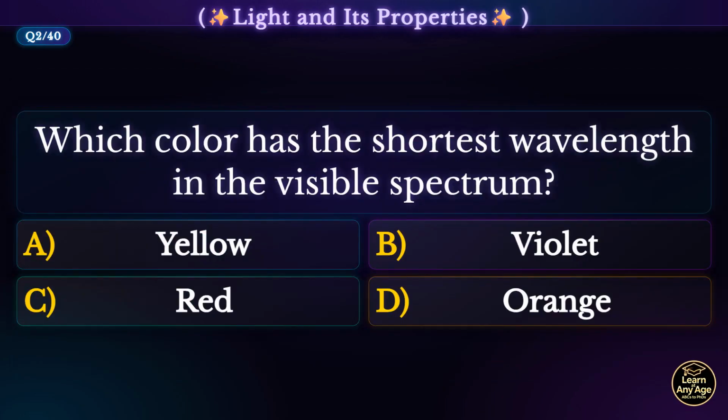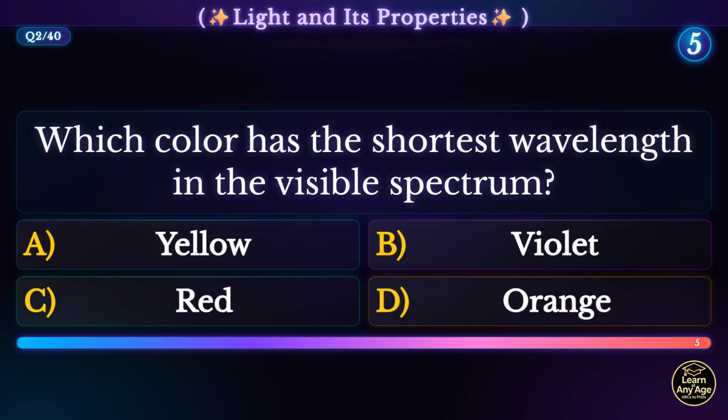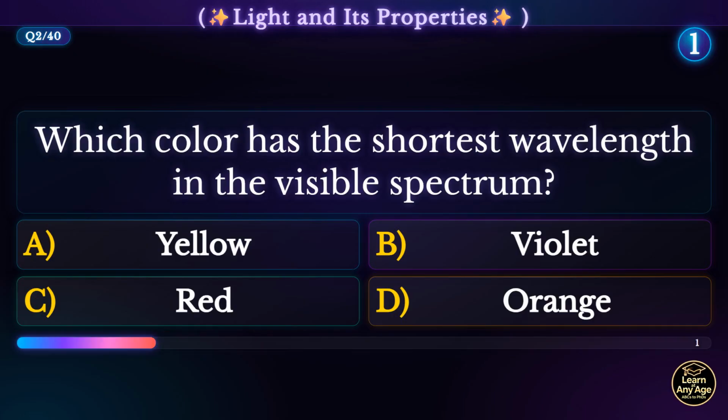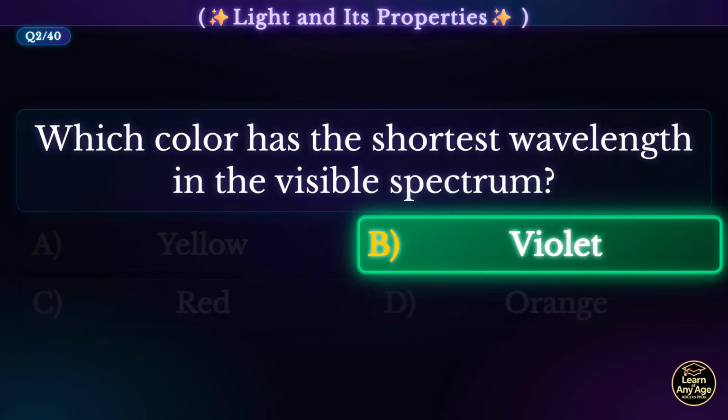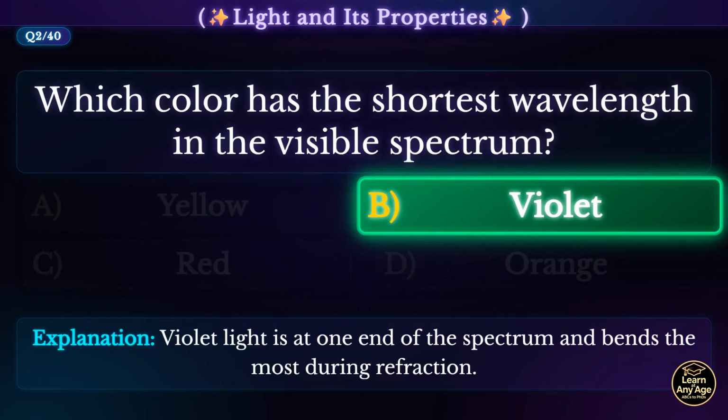Which color has the shortest wavelength in the visible spectrum? Yellow, violet, red, orange. Violet. Violet light is at one end of the spectrum and bends the most during refraction.